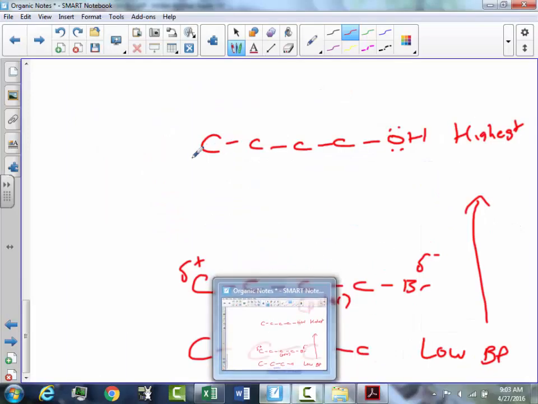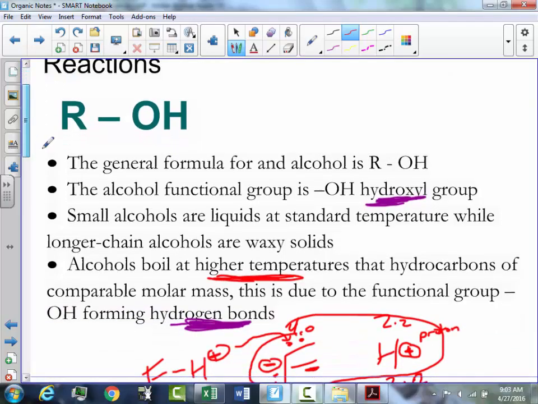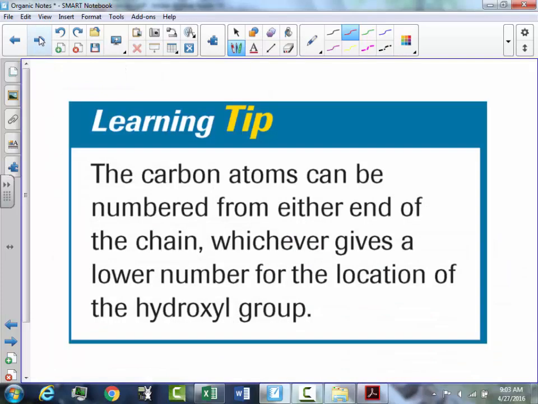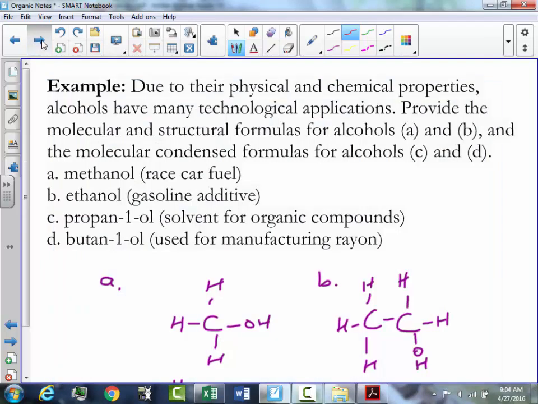Okay, back to this. Where did I leave off? Because I'm kind of jumping around everywhere. This slide here just reminds you that you need to give the lowest number to the hydroxyl group, but I think I've already mentioned that a few times. So, done this. This just goes through some notes there.